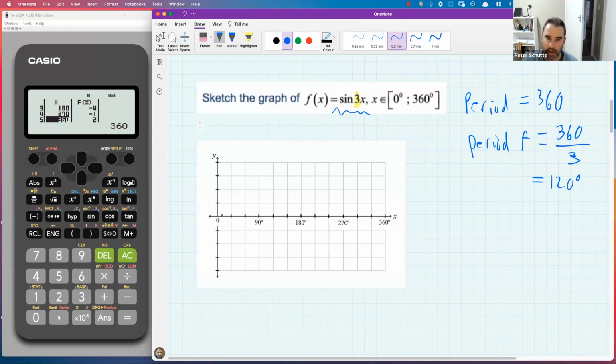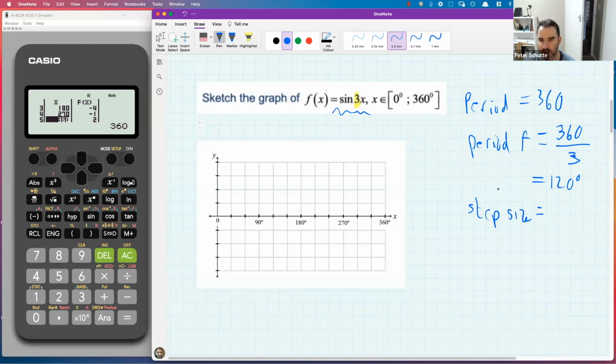So since my domain is 0 to 360, how many complete cycles of the sine wave are going to fit in this domain? Well, we're going to fit 3 because 120 can go 3 times into this line. Okay, and I'll show you that in a moment. But now our step size is also going to be affected. What is the step size going to be for this graph, based on what we saw in the last lesson?